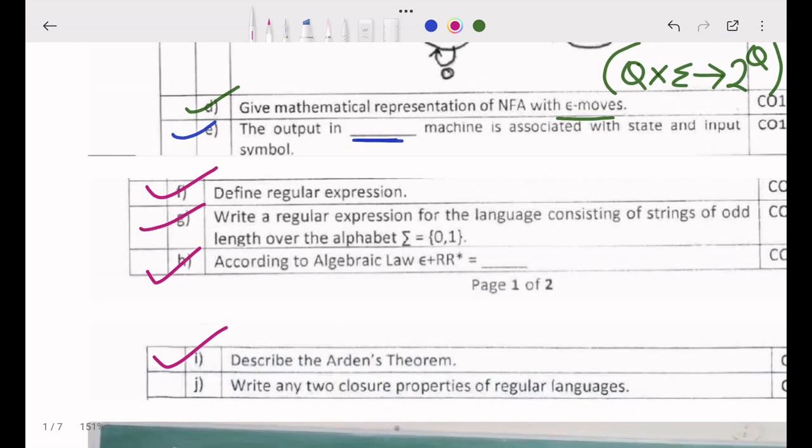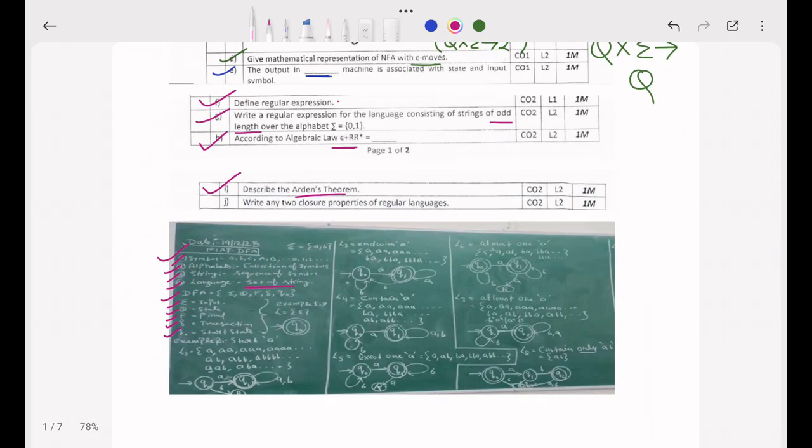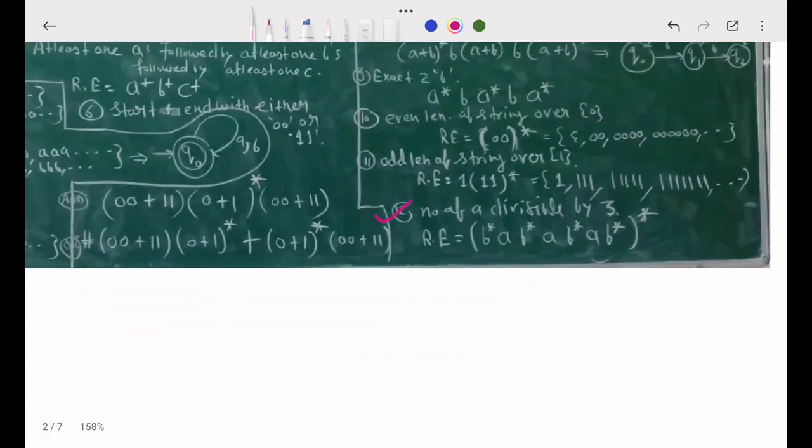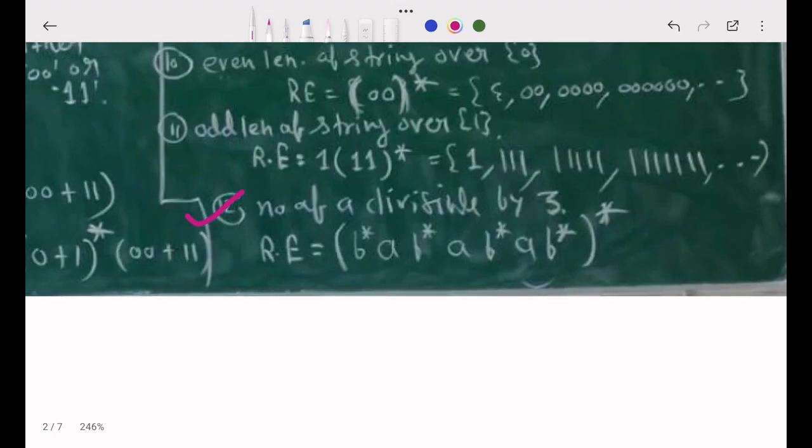The first one is the regular expression. The second one is the odd length of string, the third one is epsilon plus RR star, and the fourth one is the Arden theorem. Now see here. At first I will solve this question, because this question we solved, and the same question came in your exam. Number of A's divisible by 3.